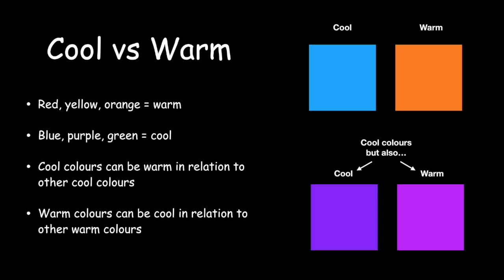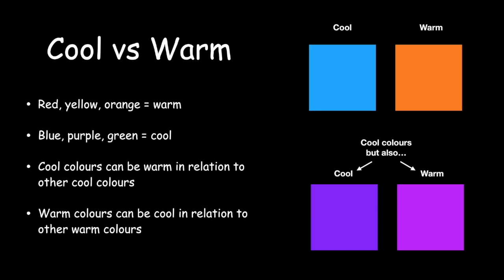Another important thing to know about the color wheel is that colors have different temperatures to them. For example, colors like red, yellow, and orange are warm colors, meaning they feel warm. And blue, purple, and green feel cool. So as you can see on the right side, the blue is a cool color, the orange is a warm color. I'm sure you have all heard this before.